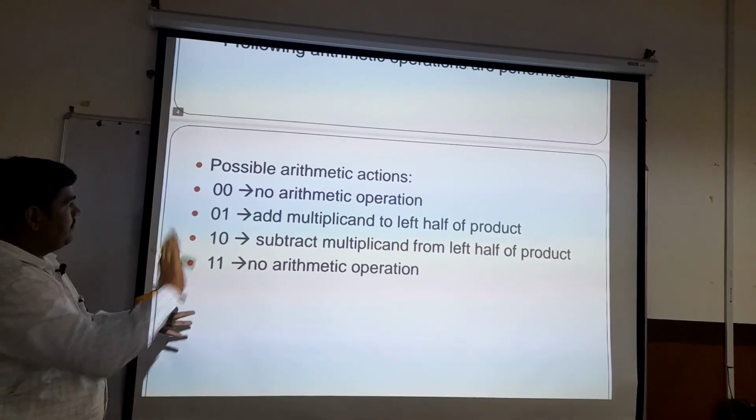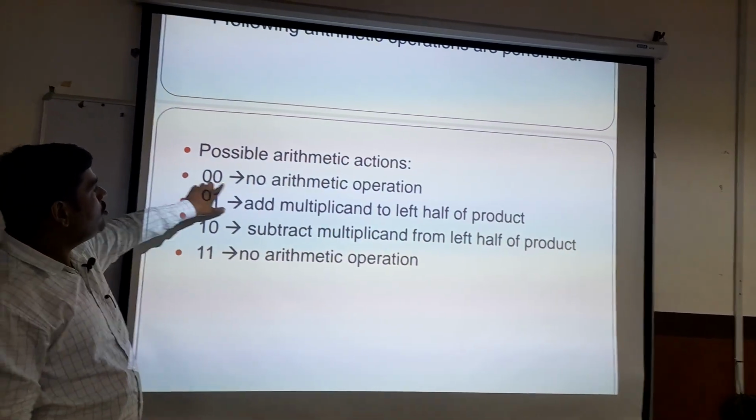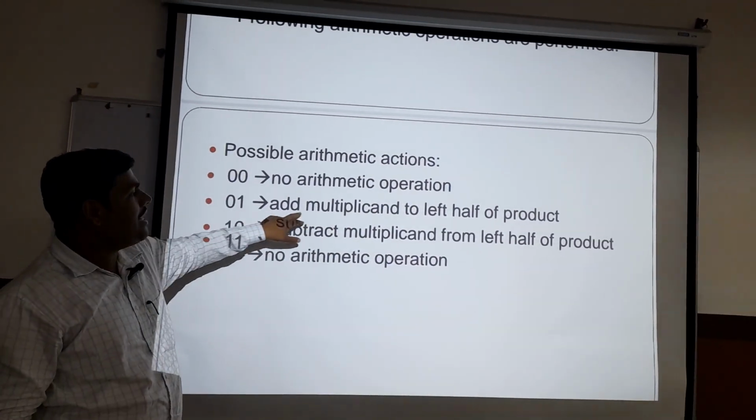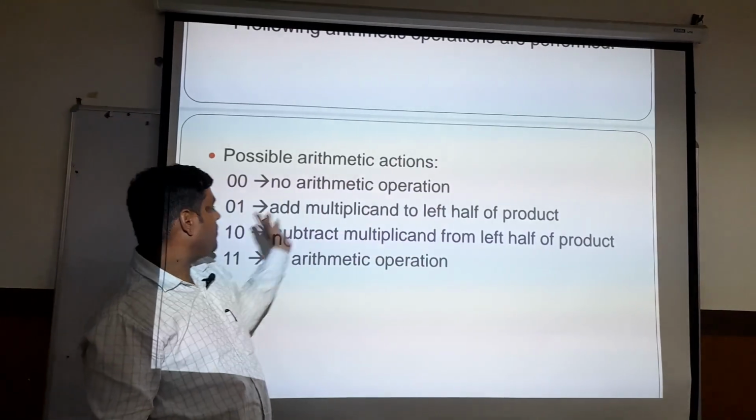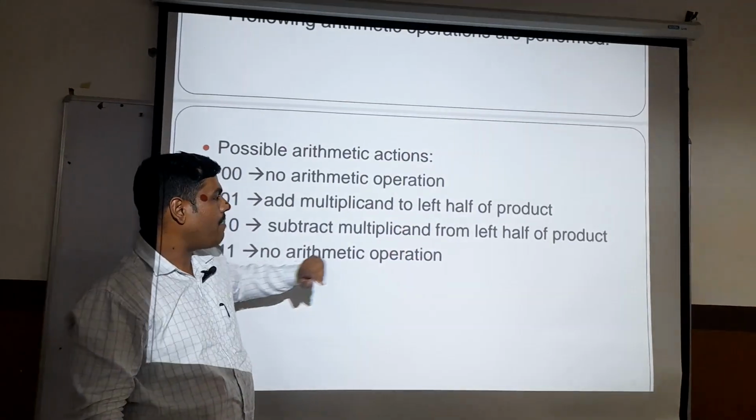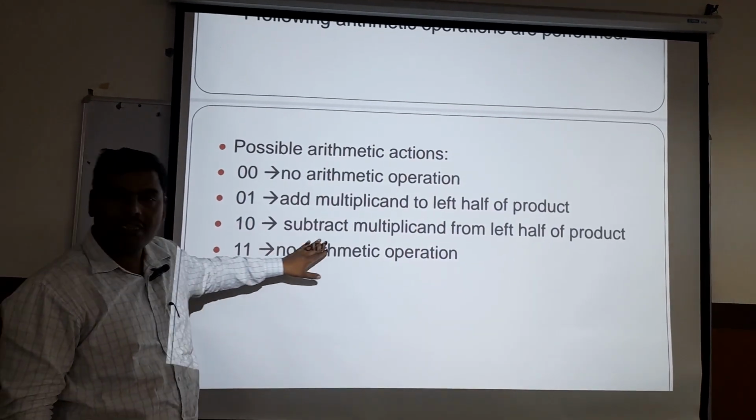You can see that for 0 0, no arithmetic operation. For 0 1, add the multiplicand to the left half of the product. For 1 0, subtract the multiplicand from the left half of the product. For 1 1, no arithmetic operation.